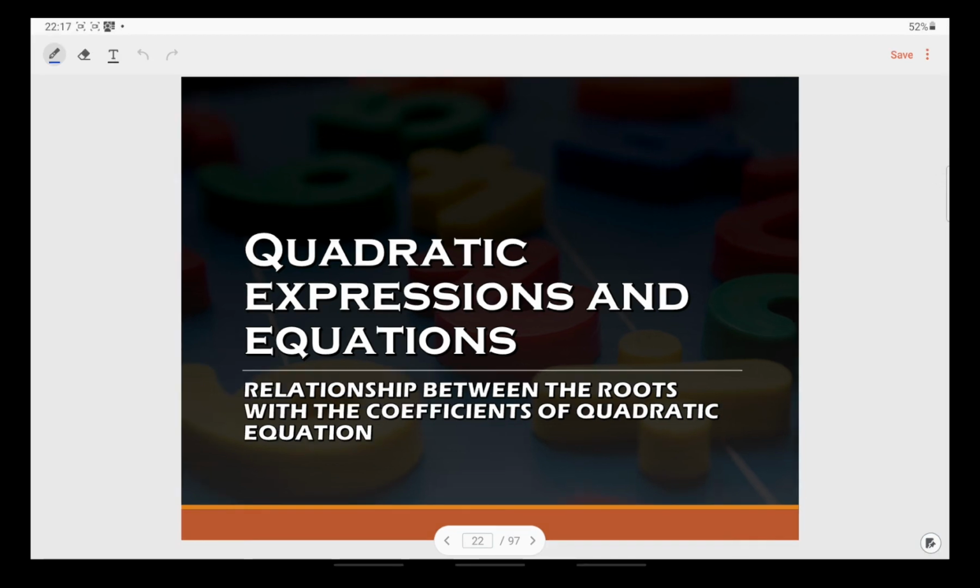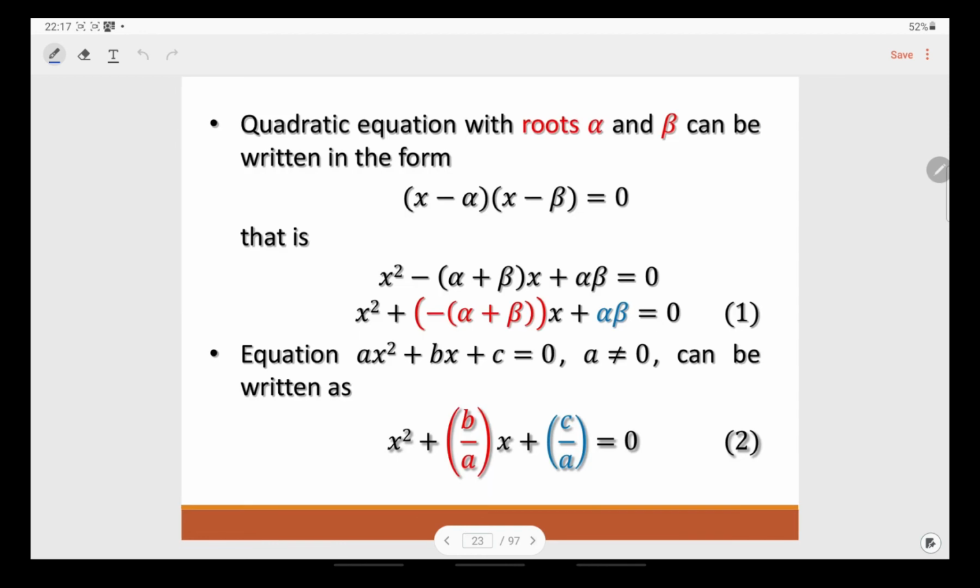The next topic is about the relationship between the roots and the coefficients of quadratic equations. Quadratic equation with roots alpha and beta can be written in the following form. Okay, what does it mean? What are the roots of a quadratic equation? The roots mean the values for x. Okay, that means x equals alpha, x equals beta.